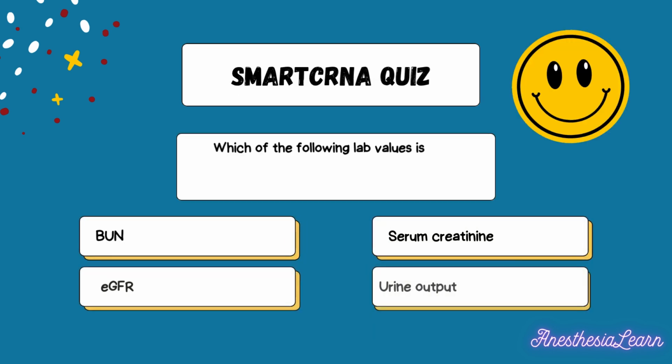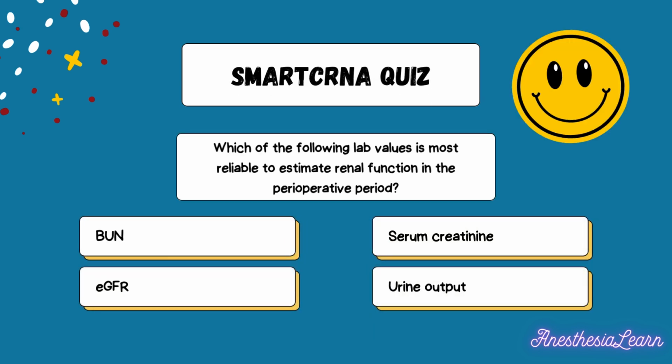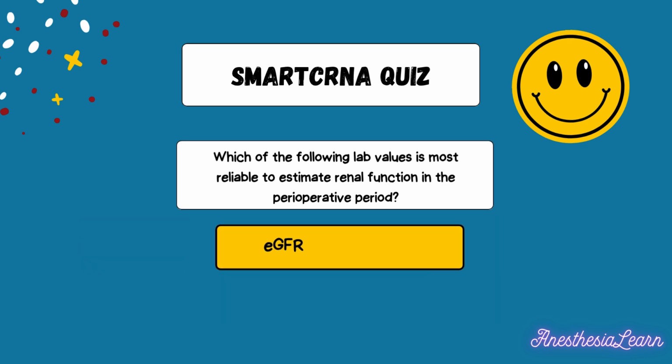Which of the following lab values is most reliable to estimate renal function in the perioperative period? BUN, serum creatinine, estimated GFR, urine output. Estimated GFR. Estimated GFR is more accurate than serum creatinine alone because it accounts for age, sex, and race.